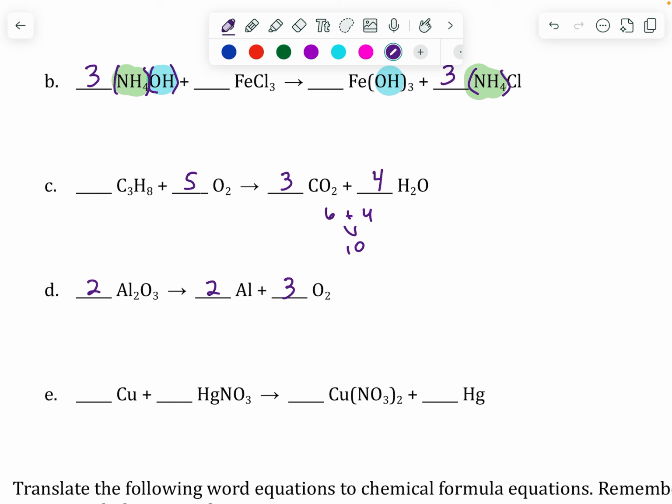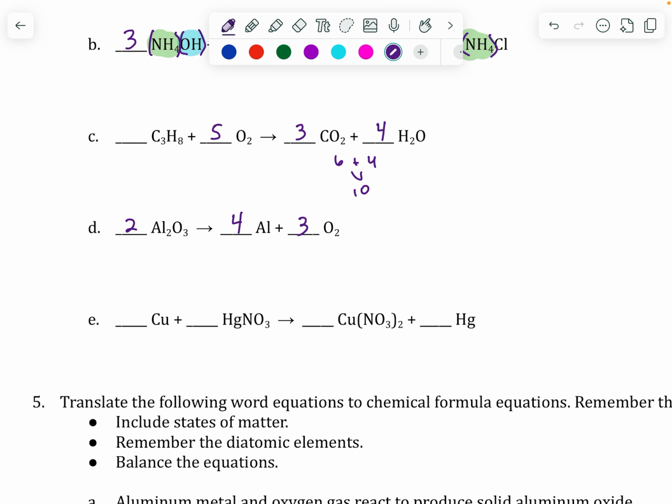All right, so by putting a 2 in front of the Al2O3, that gives me 6 oxygen. By putting a 3 in front of the O2, that gives me 6 oxygen there. But that does change the number of aluminum I need. So what I'm going to do is take this, erase it. I see by putting a 2 here, that gives me 4 aluminum now. 2 times 2 is 4.